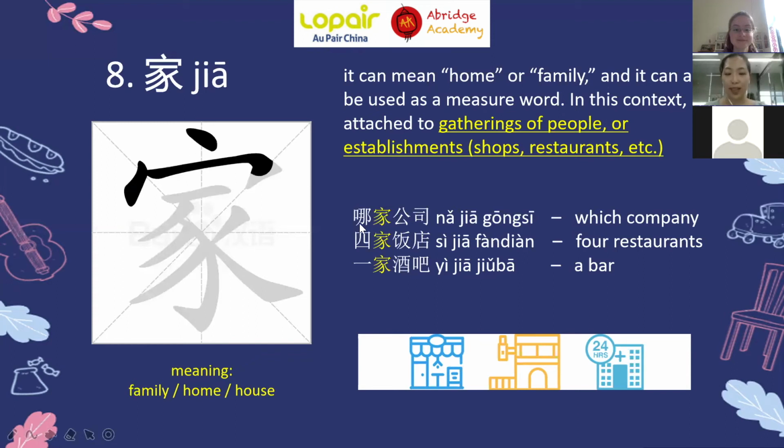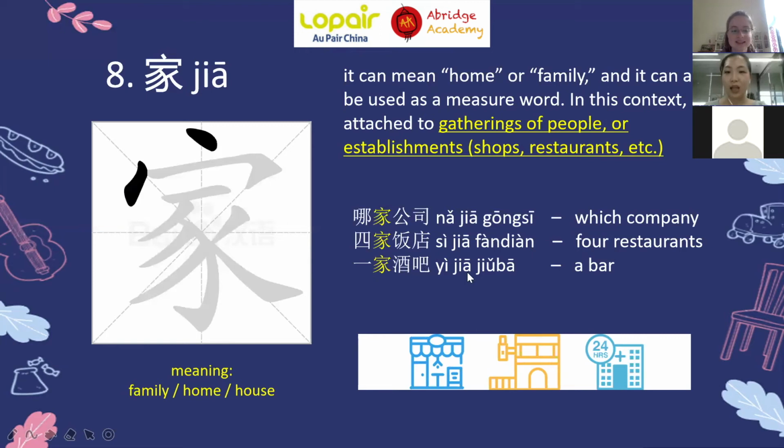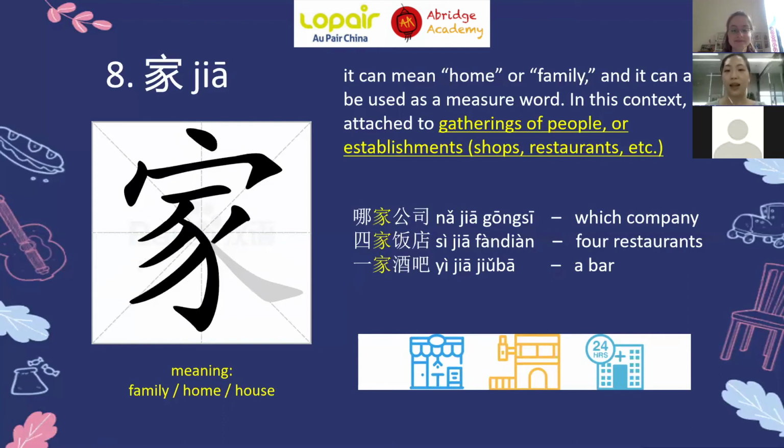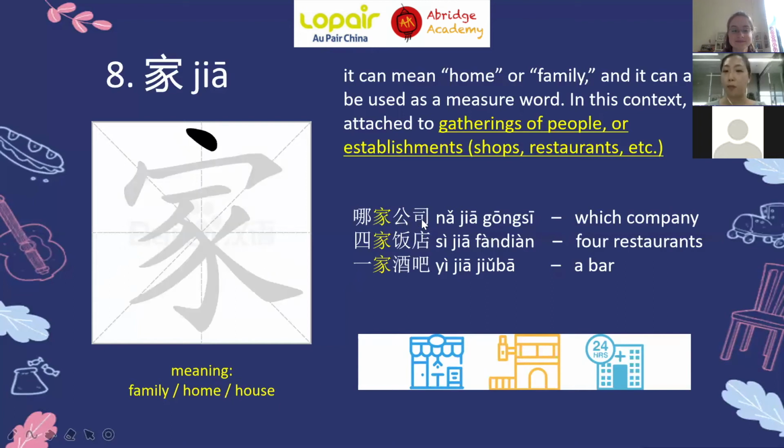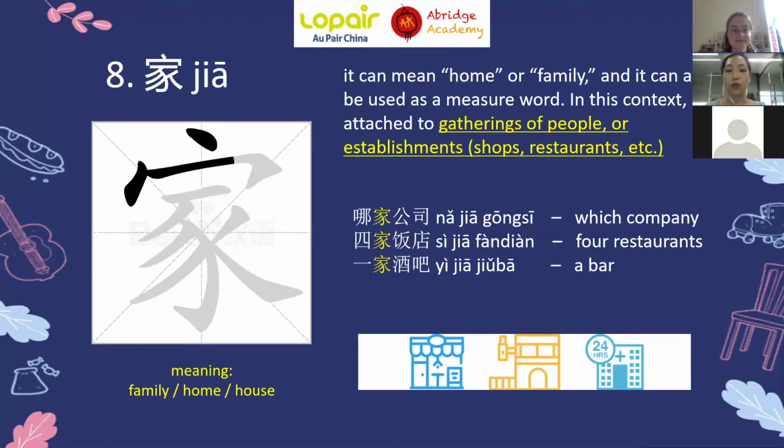So here we have examples. 哪家公司, which company? 四家饭店, four restaurants. 一家酒吧, a bar, right? All use this measure word 家, and everything you see following it is a company, restaurant, or bar. So these are a lot of different places where people gather. And you can also say 一家医院, a hospital, which is the same. So you can use it for places where people gather together.